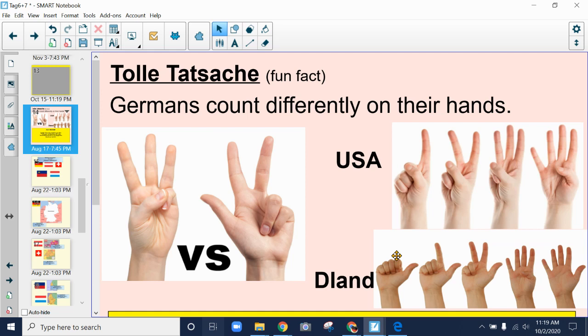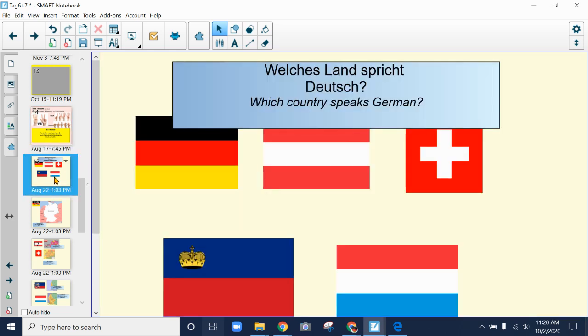So today our fun fact, what we talked about was Germans count differently on their hands. And you see in the pictures and examples how we count in America and how we count in Germany. Okay, Deutschland. Then the question of the day was, welches Land spricht Deutsch? Which country speaks German? As you can see, we talked over some flags.